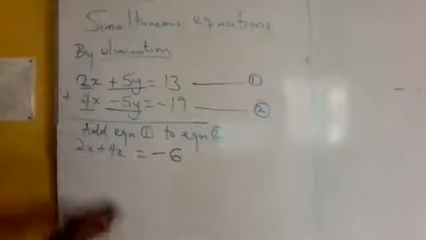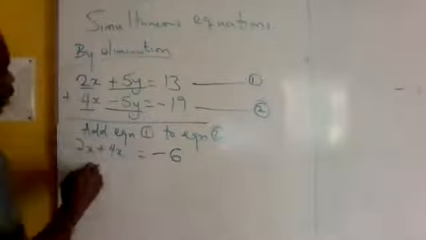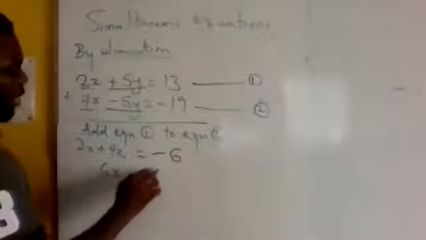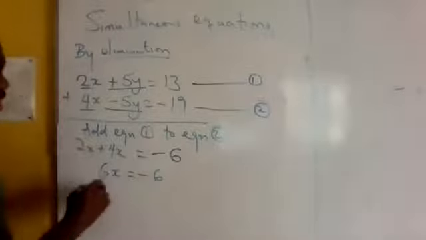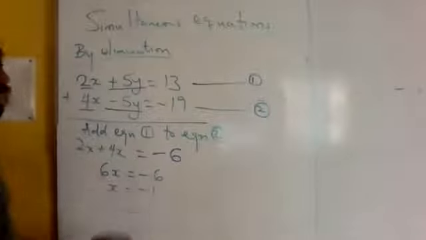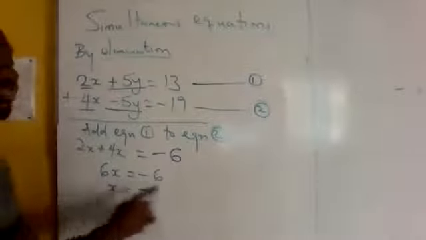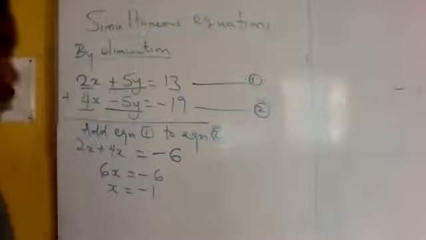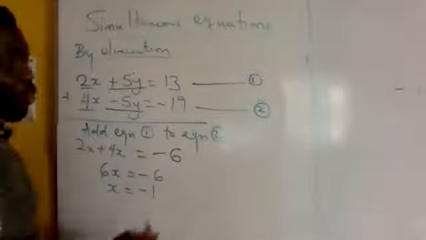So what do I have here? This is going to be what? 6x is equals to minus 6. And then I'll say that x is equals to what? Minus 1. Why? Because we are going to have to divide both sides by what? 6. So that will be minus 1.